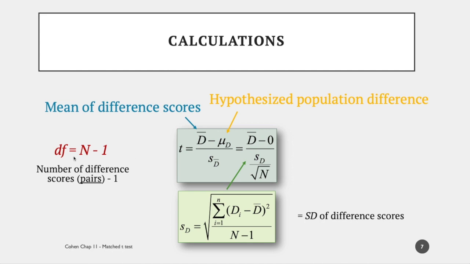Our degrees of freedom turns into n minus 1. So the number of difference scores or pairs, minus 1. The n is the number of people or the number of difference scores. So if we have 12 people, we would have 24 observations. We would have 12 at time 1 and 12 at time 2. But we're talking about difference scores. So in the end, when we're doing the difference scores, we'd only have 12.